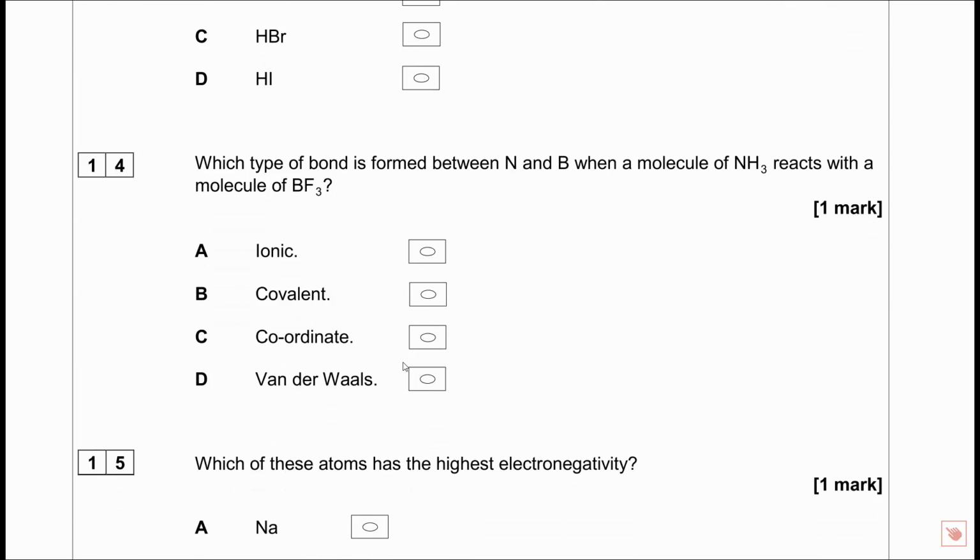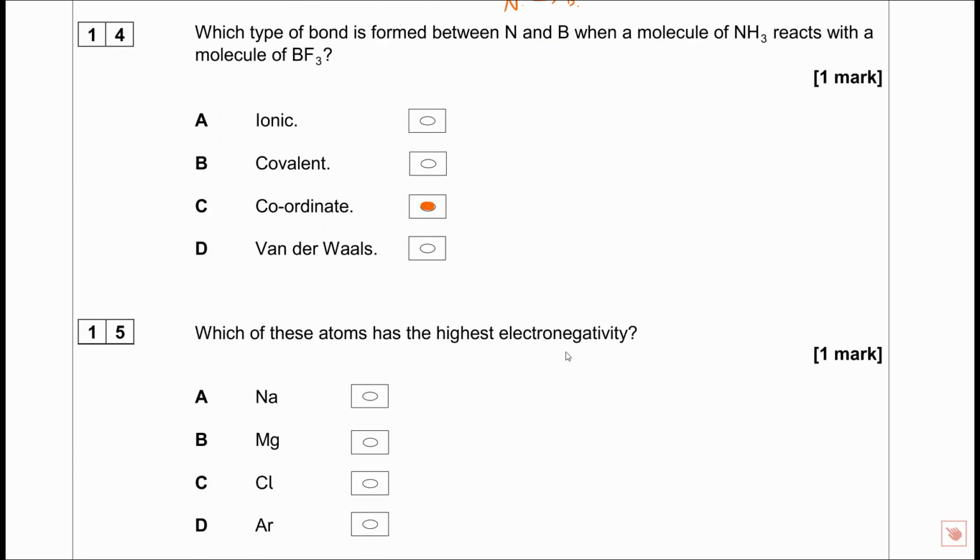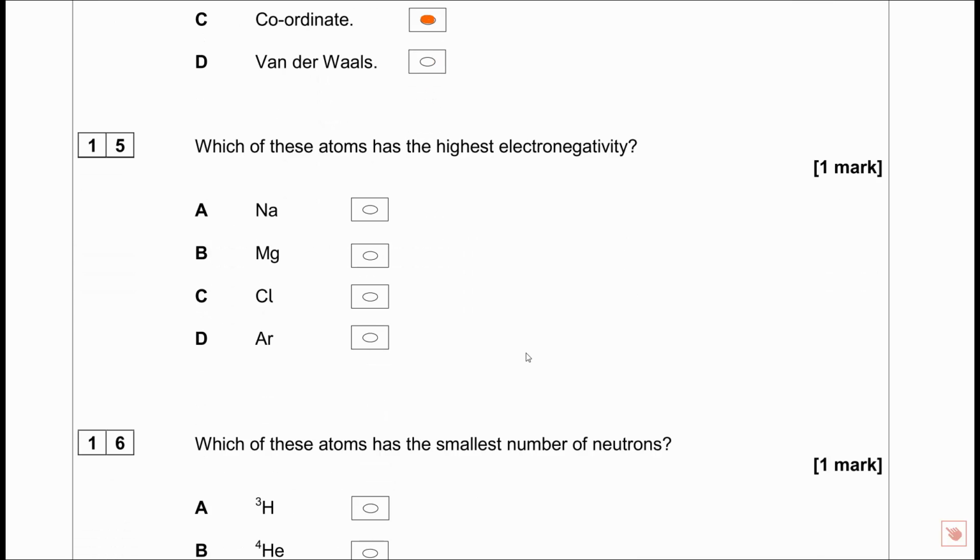14. Which type of bond is formed between nitrogen and boron when a molecule of ammonia reacts with a molecule of BF3? The idea of these molecules reacting, generally speaking, we're looking for that coordinate bond in there. If you look at the nitrogen here, it has that lone pair of electrons, and ultimately it will bond with the boron there, creating this new compound. So a coordinate bond, or dative covalent is another way to call it.